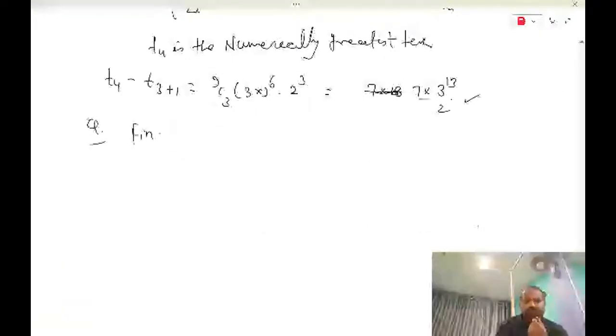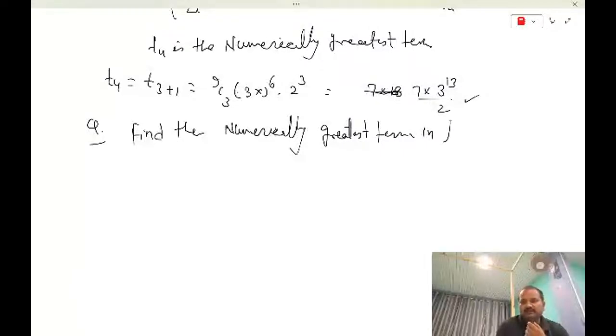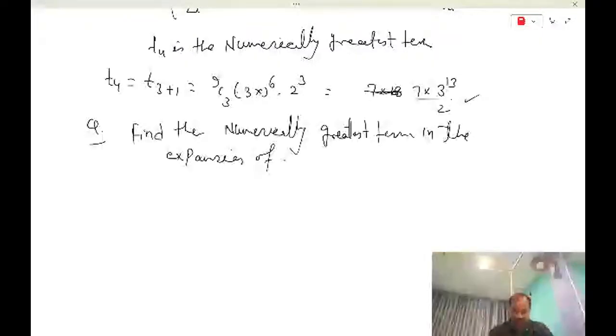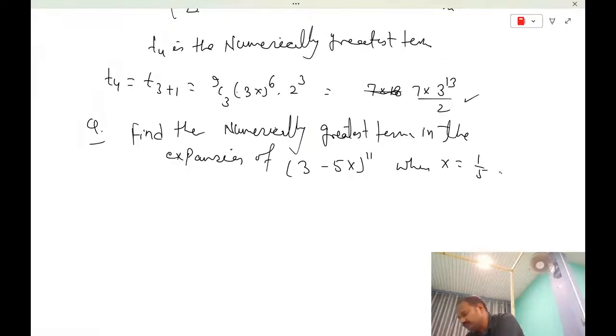Now we will see one more question. Find the numerically greatest term in the expansion of (3 minus 5x) whole to the power 11, when the x value is given as 1 by 5. Okay, so now we will try to find it.